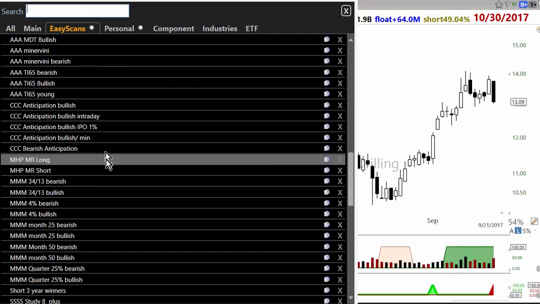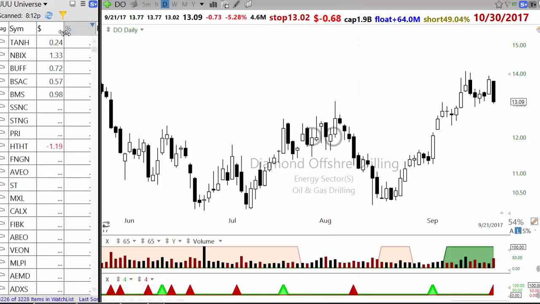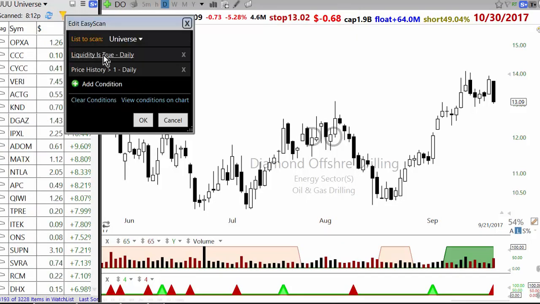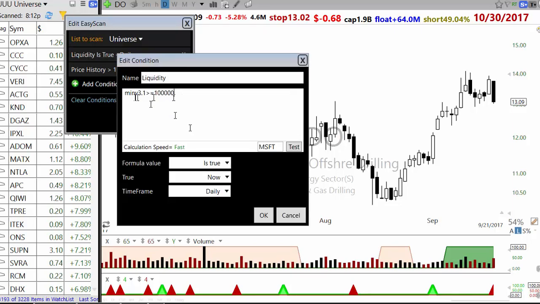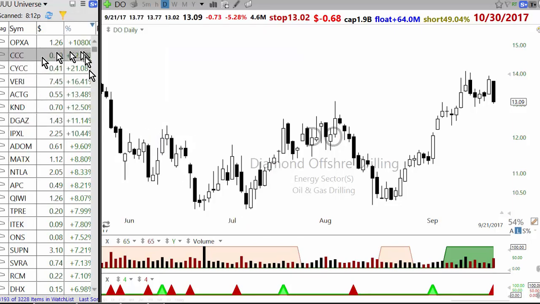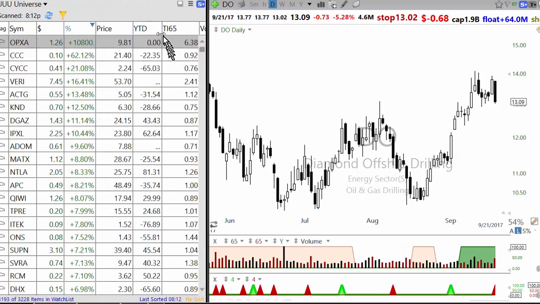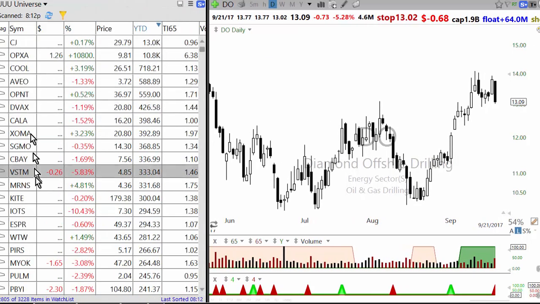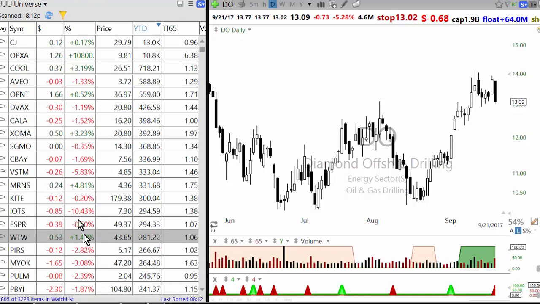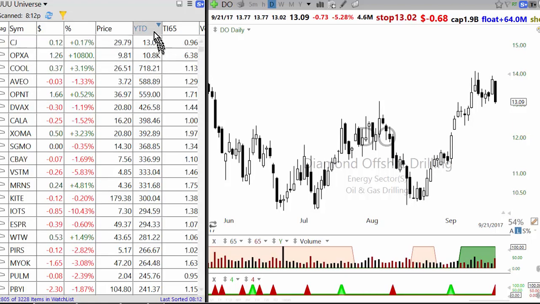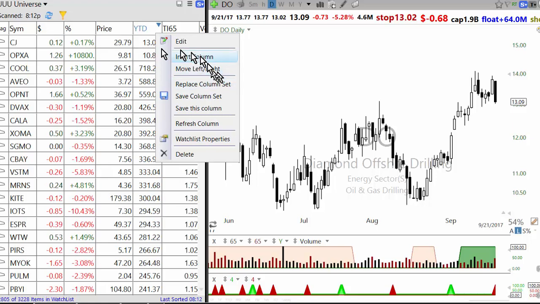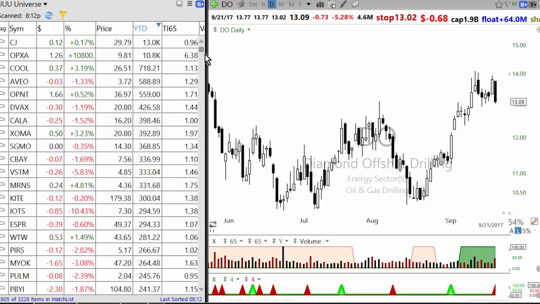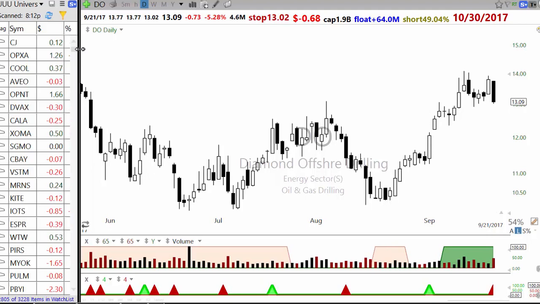But let's quickly look at the universe. On the universe, I used the liquidity and price filter. The price history above $1, and liquidity is above 100,000. So that way you're looking at only liquid stocks. And let's quickly look at stocks which are up. Say I will look at the top 50 stocks which are up the most YTD. This is a column which you can put in. It is a system column in TeleChart. You just have to go and insert column, search for YTD, and you can add that column. So let's look at what has gone up.